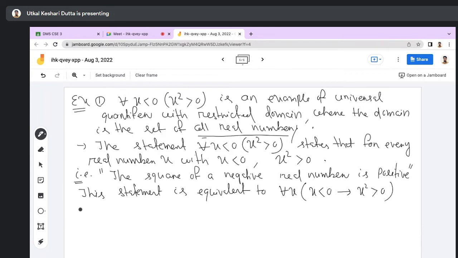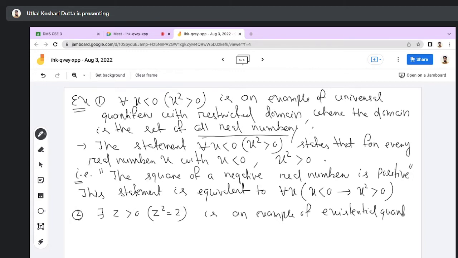Okay, we'll take one more example. There exists z greater than 0, z square equal to 2. This statement is an example of what? An example of there exists, that means the existential quantifier, with some restricted domain.